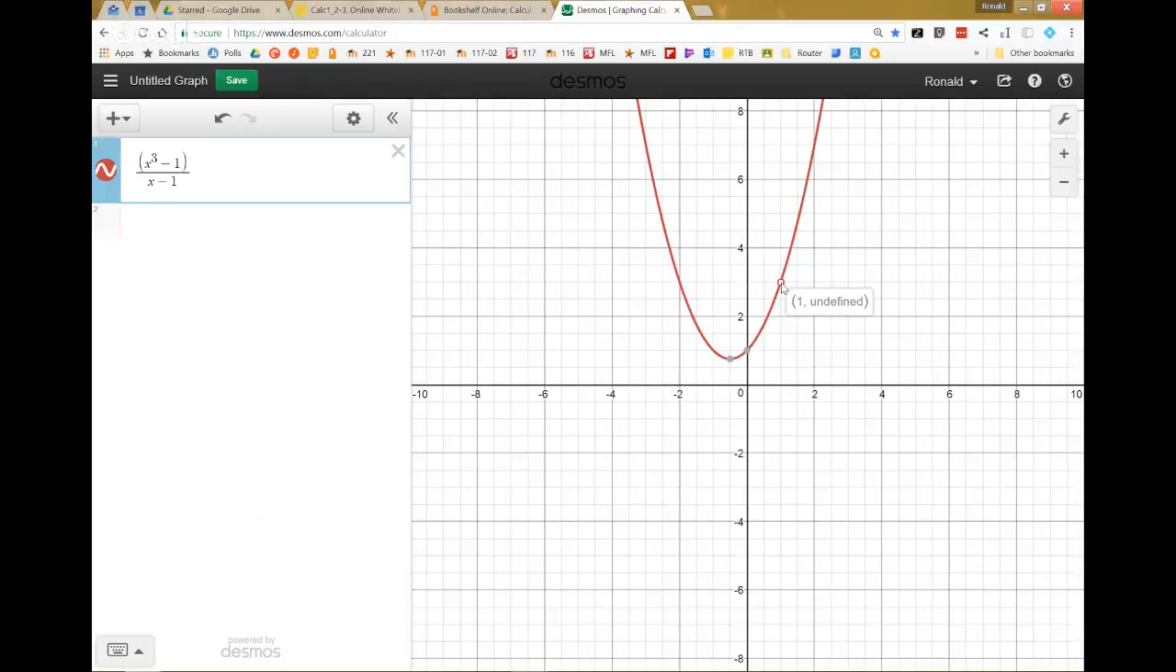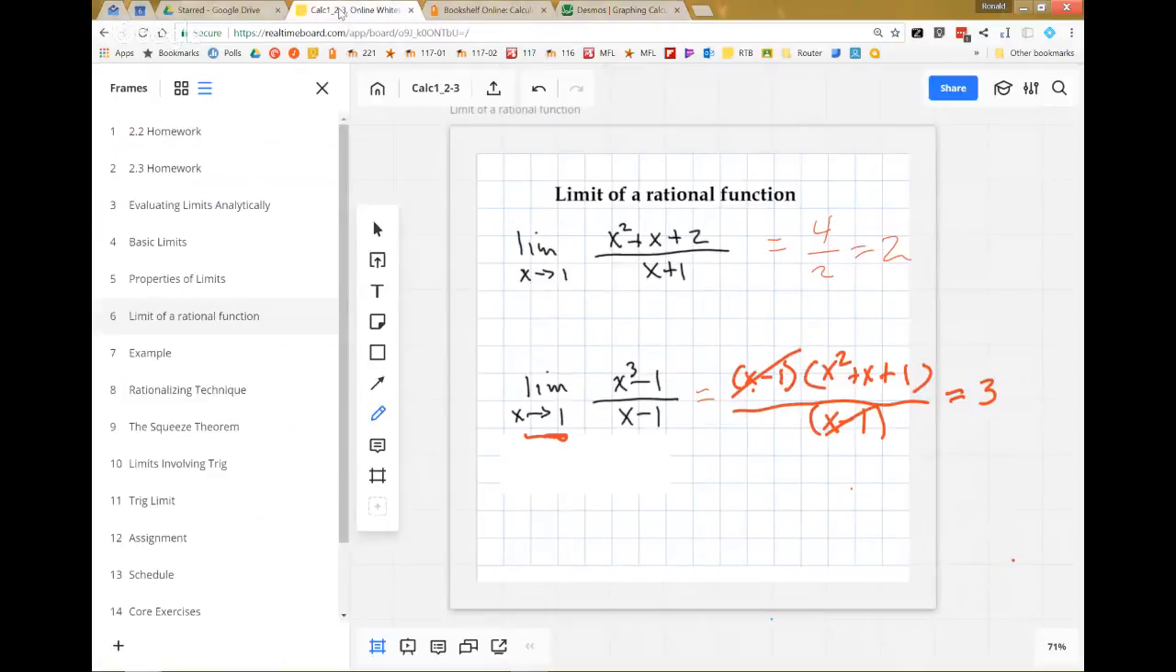It's okay to have a hole as long as from the left and from the right, it's still approaching the same thing. So it's approaching this 3, even though it never gets there. So the limit of this really is 3, and you can see it on the graph. And on Desmos, if you click right on the point, you will see there's a little bit of a hole there. That's okay. That's still legitimate for a limit.